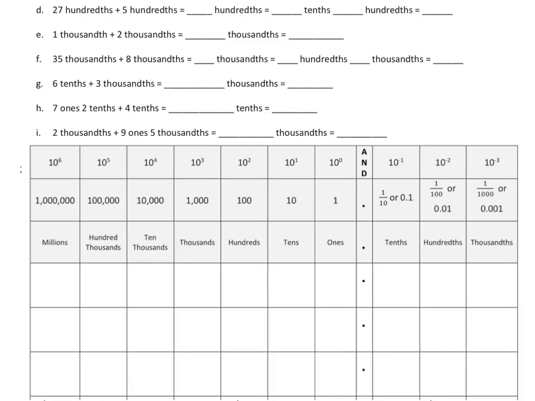All right, we're going to skip 1F and we're going to go over to 1G. We've got 6/10 plus 3 thousandths, and they want to know how many thousandths that is. So we're going to use our place value chart. This one's a little tricky. It's not as easy as the ones we did up above. So 6/10 and 3 thousandths. Let's put 6 in the tenths place value, and let's put 3 thousandths below it.